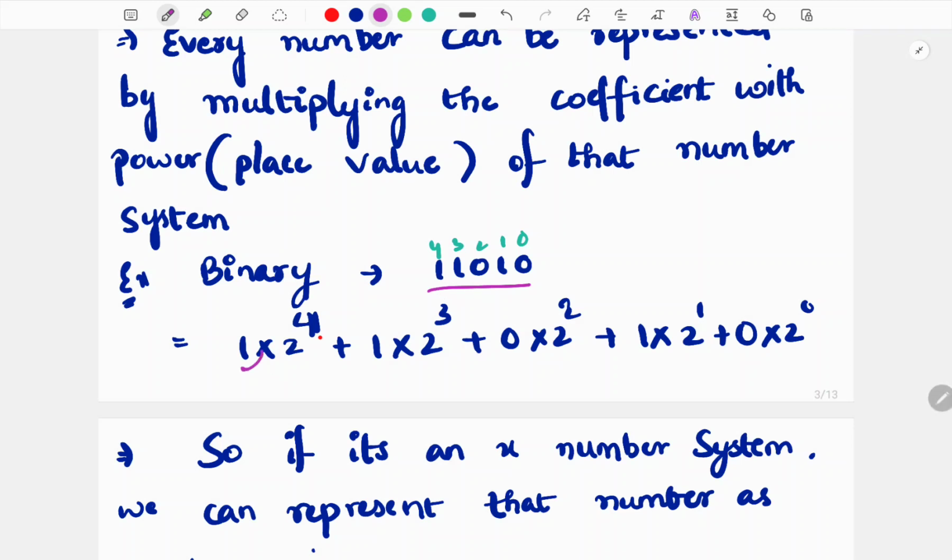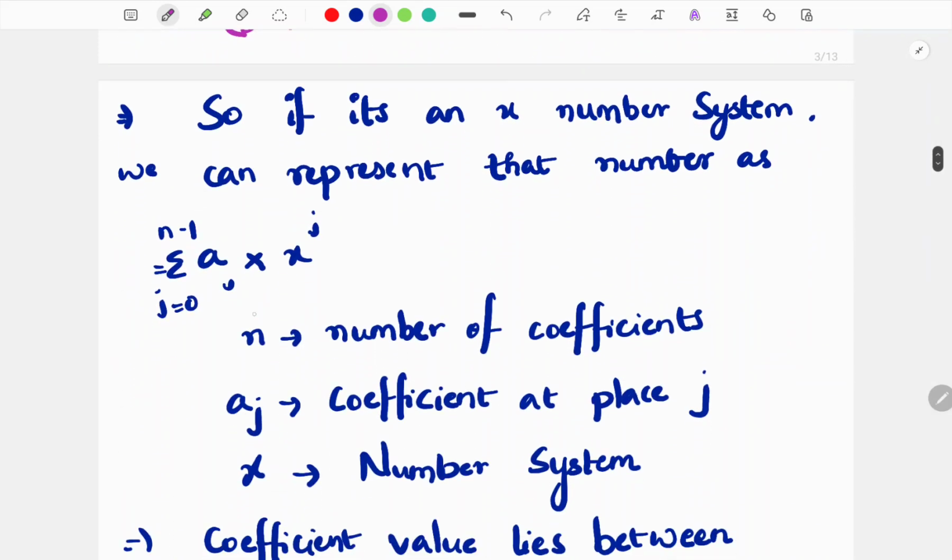coefficient multiplied with the base with power of the place. So 1 into, this is the base which is binary, 2 power 4, plus 1 into 2 power 3 plus 0 into 2 power 2, 1 into 2 power 1 plus 0 into 2 power 0. So if it's an X number system, we can represent that number as summation of aj into x power j, where j is 0 to n minus 1.